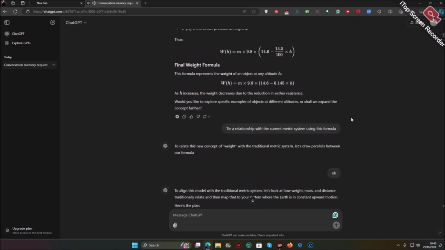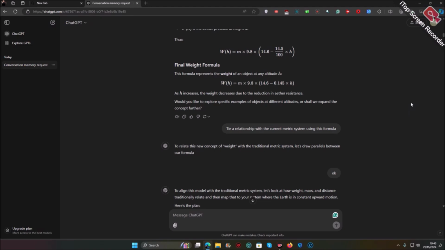Final weight formula. This formula represents the weight of an object at any altitude h. W(h) equals m times 9.8 times (14.6 minus 0.145h). As h increases, the weight decreases due to the reduction in ether resistance. Would you like to explore specific examples of objects at different altitudes, or shall we expand the concept further?